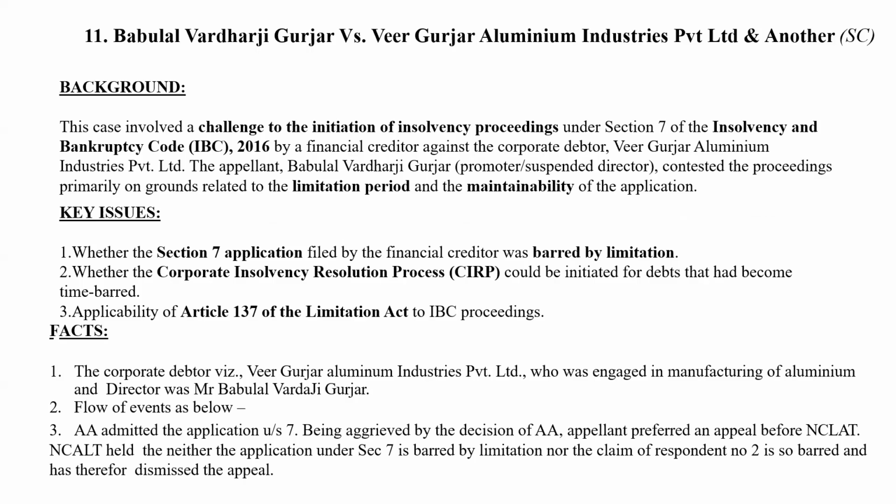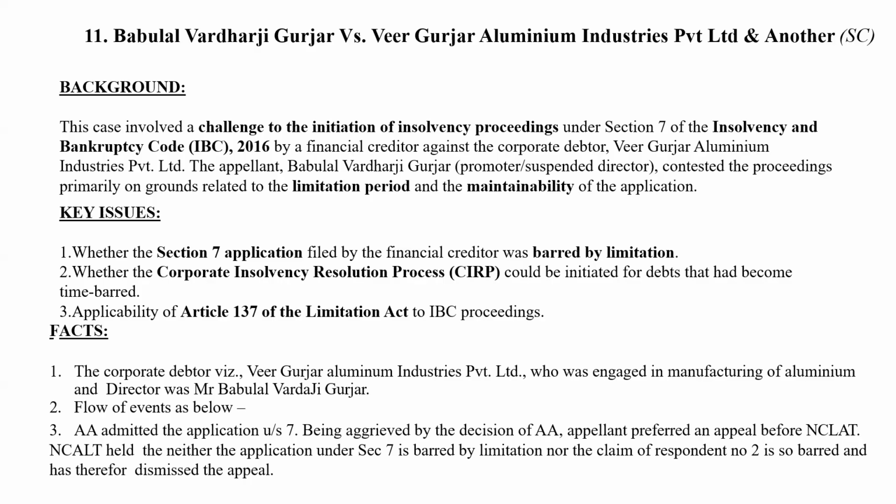नेक्स्ट केस था हमारा बाबूलाल वरदरजी गुर्जर वर्सेस वीर गुर्जर एल्यूमिनियम इंडस्ट्रीज. इस केस में भी लिमिटेशन पीरियड का इशू था. लिमिटेशन पीरियड 238A आ गया है बाद में 2018 में. तो इशू क्या था? तो दिस केस इन्वॉल्व्ड अ चैलेंज टू द इनिशिएशन ऑफ इंसॉल्वेंसी प्रोसीडिंग्स अंडर सेक्शन 7 बाय ए फाइनेंशियल क्रेडिटर. ठीक है. द अपेलेंट, ये कौन था? बाबूलाल वरदरजी गुर्जर. ही वाज द प्रोमोटर और सस्पेंडेड डायरेक्टर.